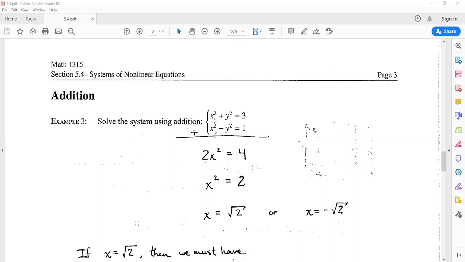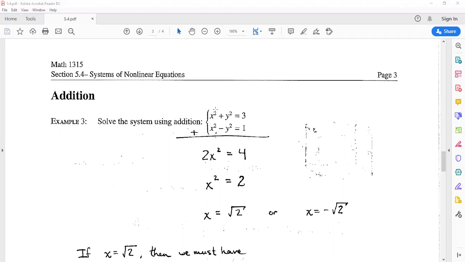They're both nonlinear. We have x squared plus y squared equals 3, and x squared minus y squared equals 1. Notice that we have the coefficient of 1 on y squared in the first equation and the coefficient of minus 1 on y squared in the second equation. So if we add the two equations together, the y squareds cancel each other out, right?